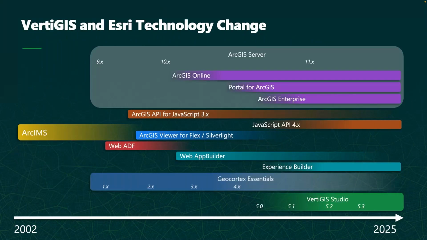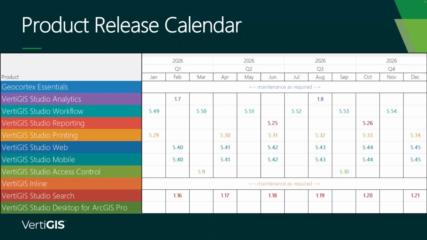And we've been with Esri for quite a long time. We're a platinum business partner. Our go-to-market strategy is 100% with Esri. We've been with them since the classic ArcIMS days, all the way down to today with Experience Builder, Online Portal, and Enterprise.